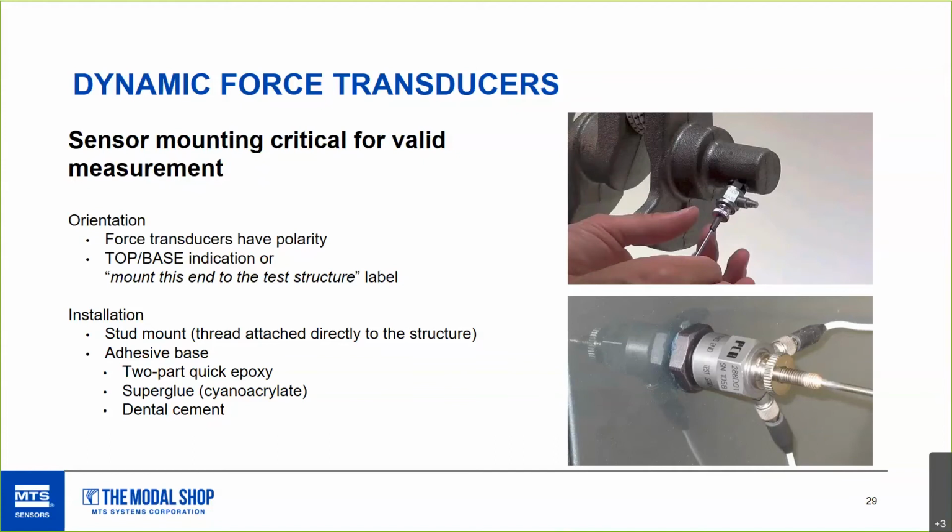Installation itself, if you have the ability to stud mount it, that's always a surefire way to have a good mounting surface to your structure. But probably more commonly it's an adhesive mount. So using some sort of super glue or two-part epoxy with the adhesive mounting base, in the vast majority of cases, is more than adequate for installing the sensor onto your structure.